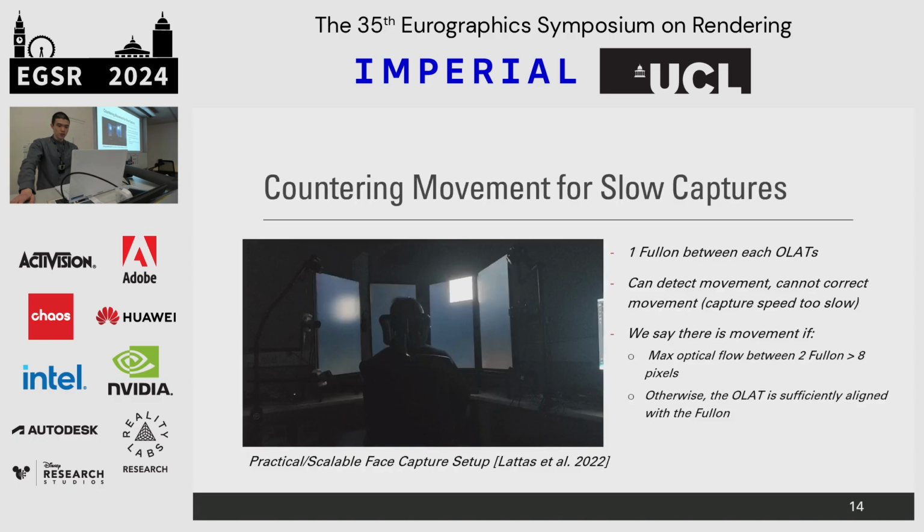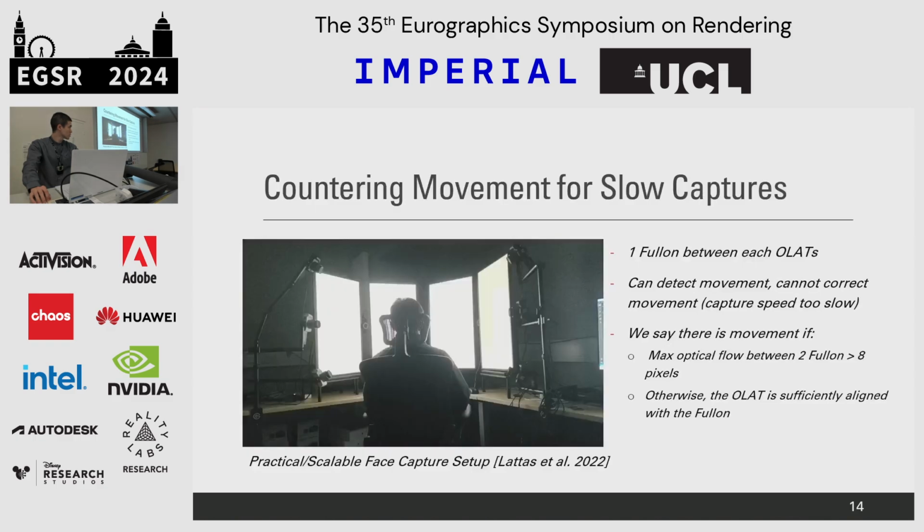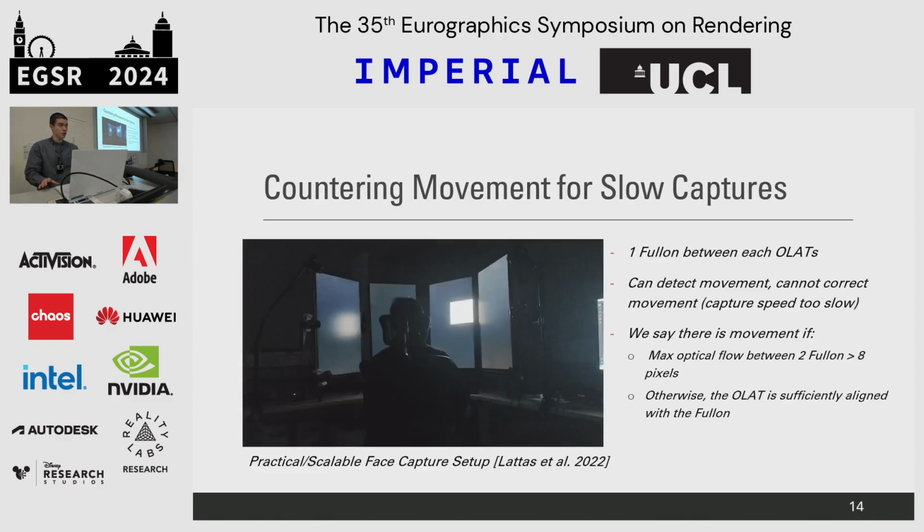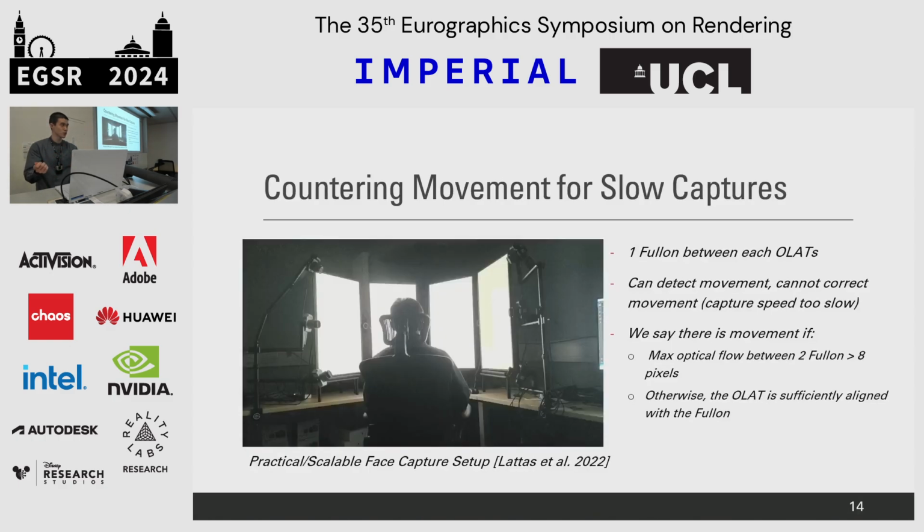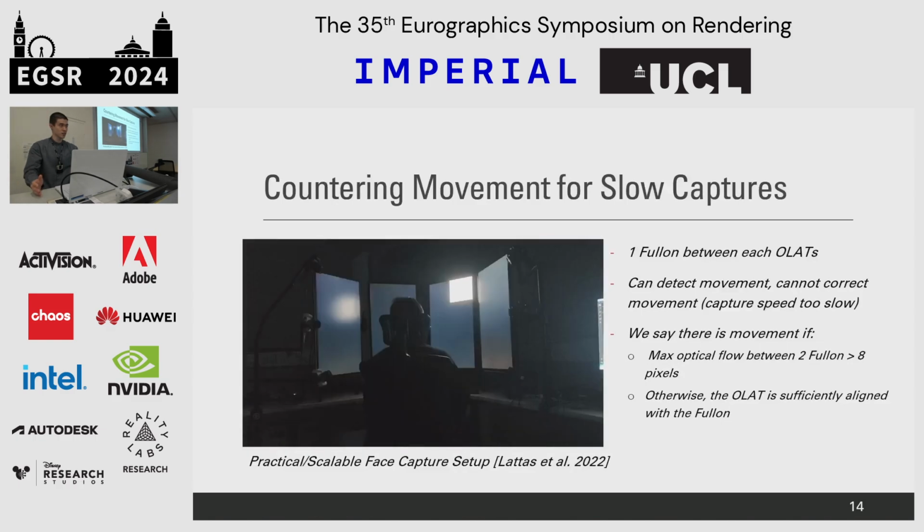So another thing we have to deal with is subject movement during capture. What we propose is to capture one full-on image between each full-on image so we can estimate optical flow. If you have a light stage with a high-speed camera, this is usually not an issue because you can align the images with optical flow.